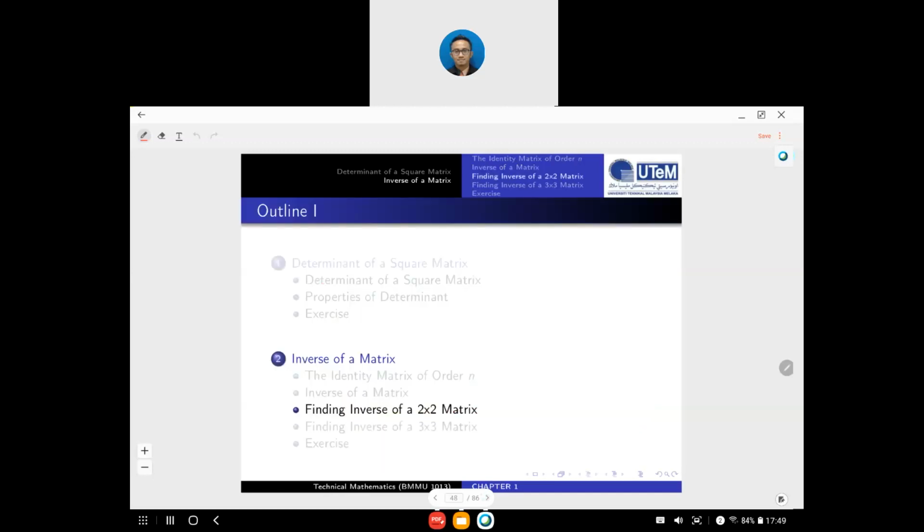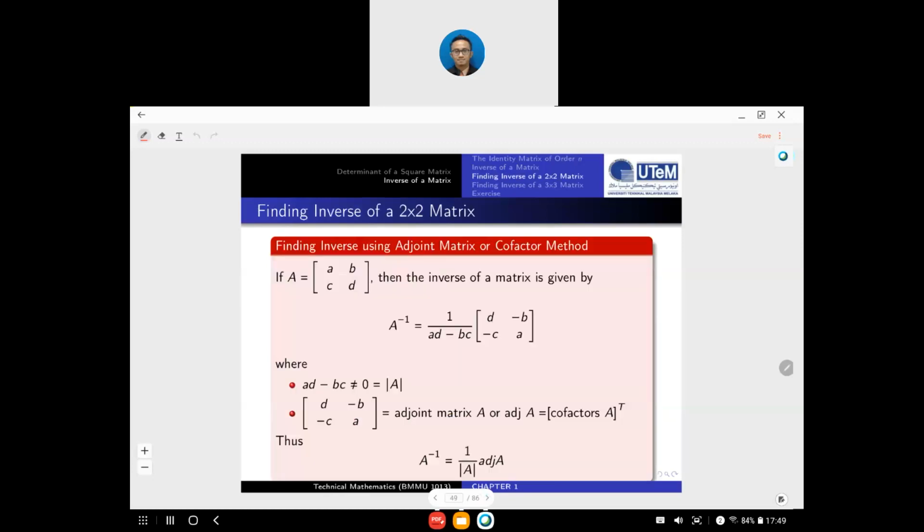In order to find the inverse of a 2 by 2 matrix, first we want to find the inverse of a 2 by 2 matrix. If you have matrix A, which is a, b, c, d, then the inverse of matrix A equals 1 over ad minus bc. You cross multiply, a times d.